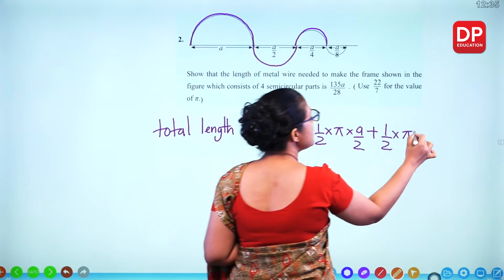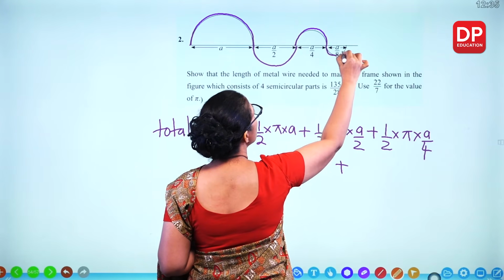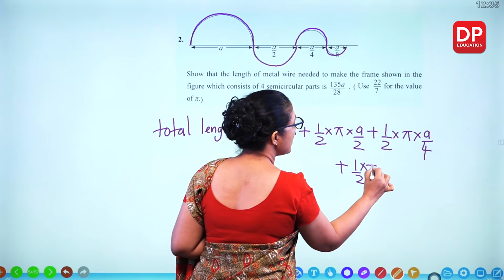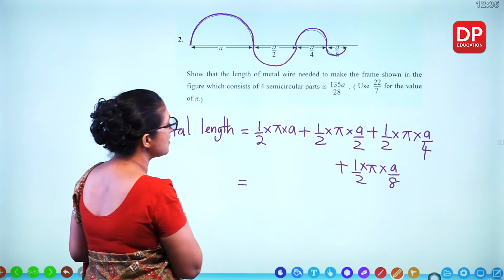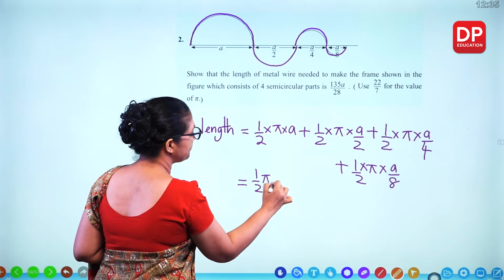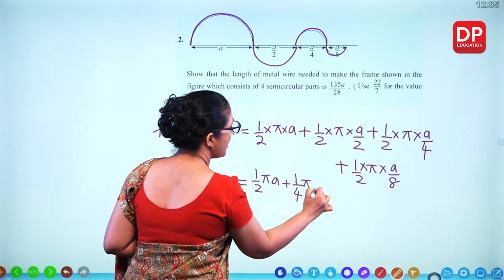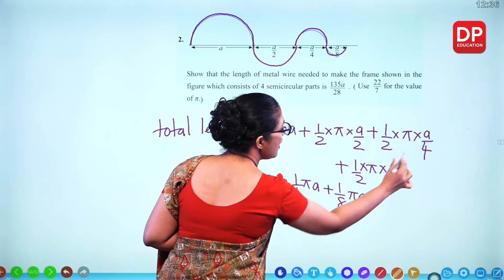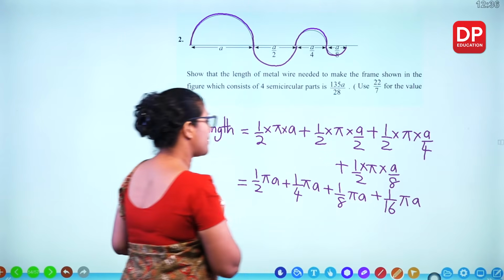Now the diameter is A/4. And the last one, the smaller one, this is A/8 now. Half pi A/8. Now we'll take this one. Half pi A. This one, 1/4 pi A. Here, this one, 1/8 pi A. And here, 1/16 pi A.